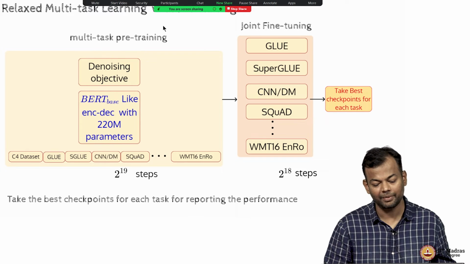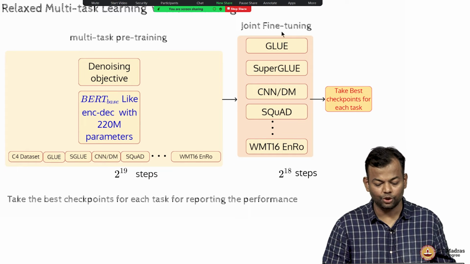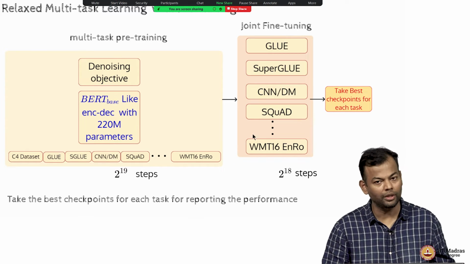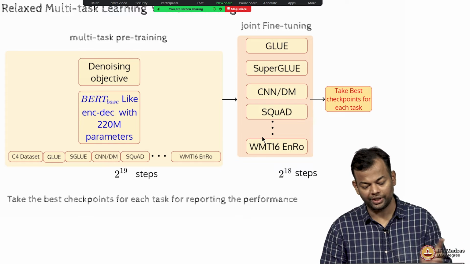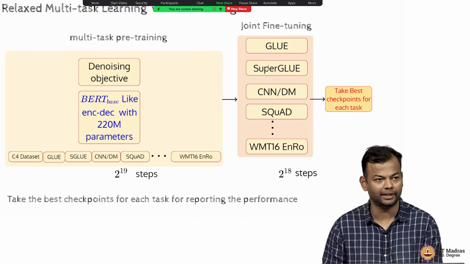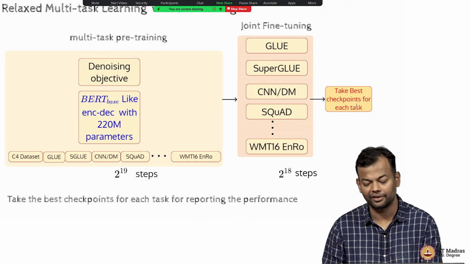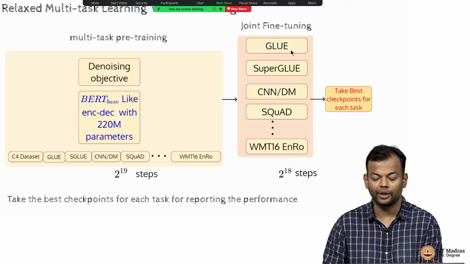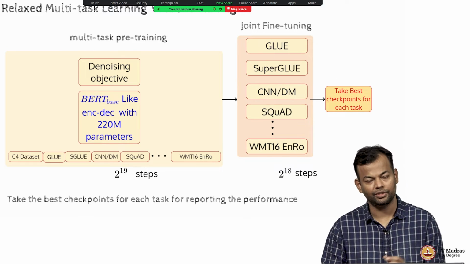And then there is a relaxed multitask learning. So in the joint fine tuning case, what you do is you mix all the data sets and then you take one model at the end, which is the same model that you will apply for all the tasks, right? But in a relaxed multitask learning setup, what you can do is that you can take a different checkpoint for each task, right? So what does that mean?